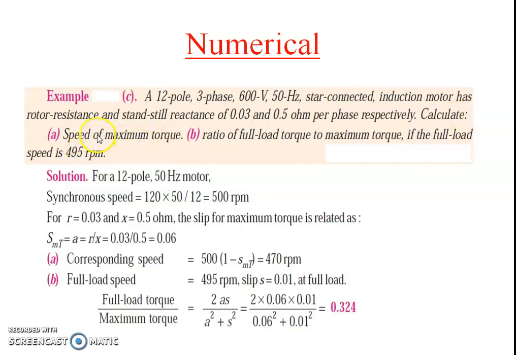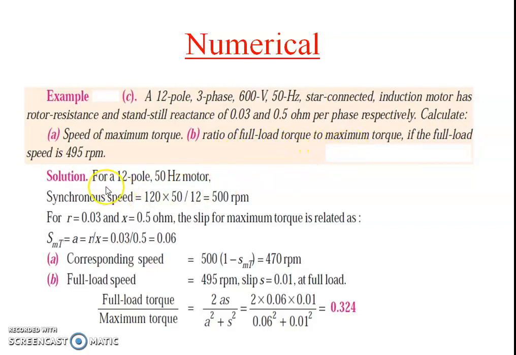Speed, that means what is the speed; we denote speed with the letter N. We have to find N, the speed at maximum torque. Second, the ratio of full load torque to maximum torque. We have to find the ratio between full load torque and maximum torque if the full load speed is 495 rpm. That means for that particular full load speed of 495 rpm, I want to calculate the ratio of full load torque to maximum torque.